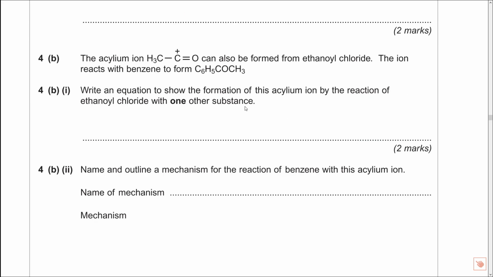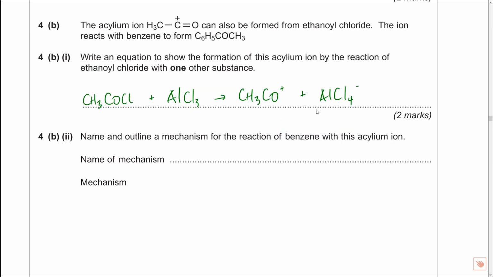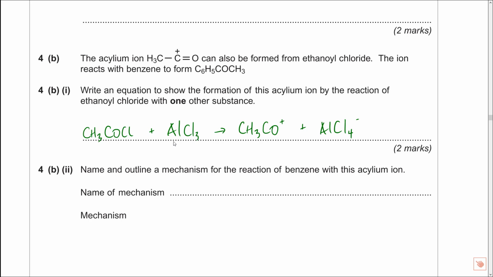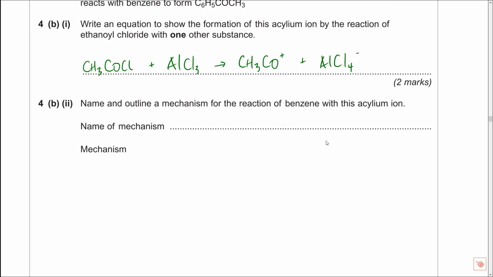Here you go. Write an equation to show the formation of this acylium ion by the reaction of ethanoyl chloride with one other substance. Well, ethanoyl chloride is going to be CH3COCl, and that's going to react with the AlCl3. We end up producing CH3CO+ and AlCl4 minus. 2 marks there. That's a ridiculous number of marks. I would imagine that because it doesn't tell you that you need AlCl3, there's 1 mark for getting that correct. You could just write that and you'd probably get 1 mark, and then the correct equation is going to get you the other mark.